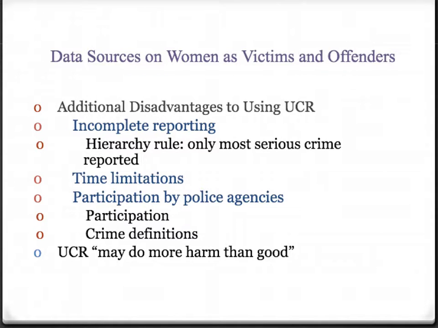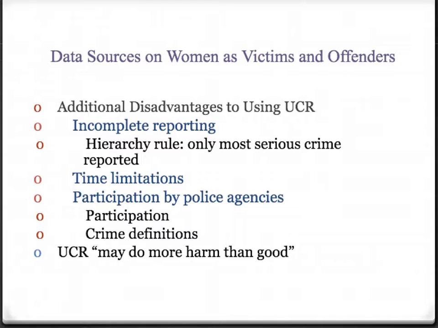Additional disadvantages to using the UCR include incomplete reporting. There's what's known as the hierarchy rule, where only the most serious crime is reported. So out of those 8 index offenses that were mentioned previously, if Sally decides to steal a car and then go burglarize her neighbor's house and then drives around and kills old Mrs. Wilson, well, 3 of those things that Sally just did are index offenses, but only the worst one, which is the murder, will be reported to the UCR. So even though 3 crimes happened, only 1 of those crimes is going to make it. So it doesn't give us a complete idea of how much crime is happening.